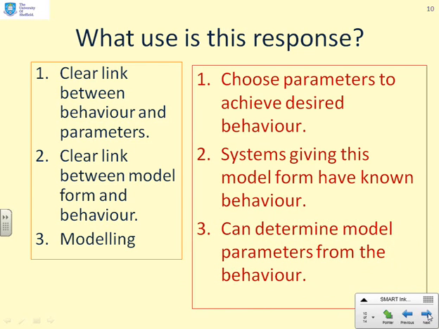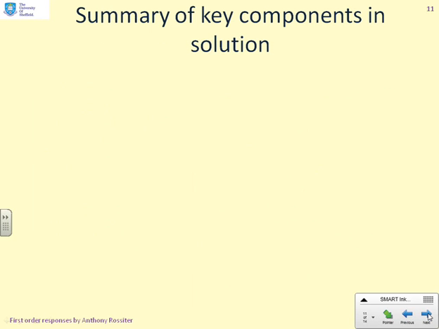And finally, something that was covered briefly in the previous video, we can estimate the model parameters from the behavior. So if you don't know k and T, but you can do a step response of a real system and you know the underlying model is first order, you can estimate k and T from that response.